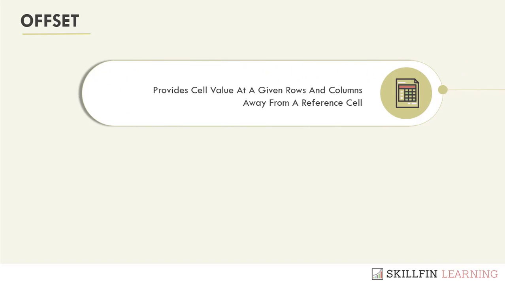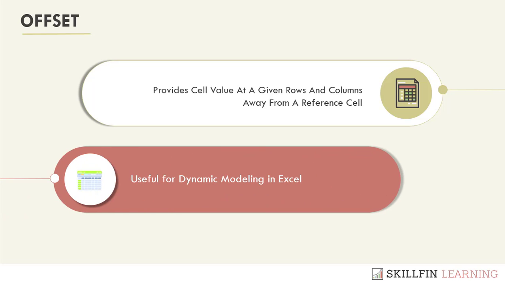After the list function, let us now look at another very useful function in Excel called the offset function. The offset function gives you the value of a cell that is at a certain number of rows and columns from a given reference cell. In other words, it helps to find the value a few rows and columns from a certain reference cell. This is again very useful to create dynamic models in Excel.